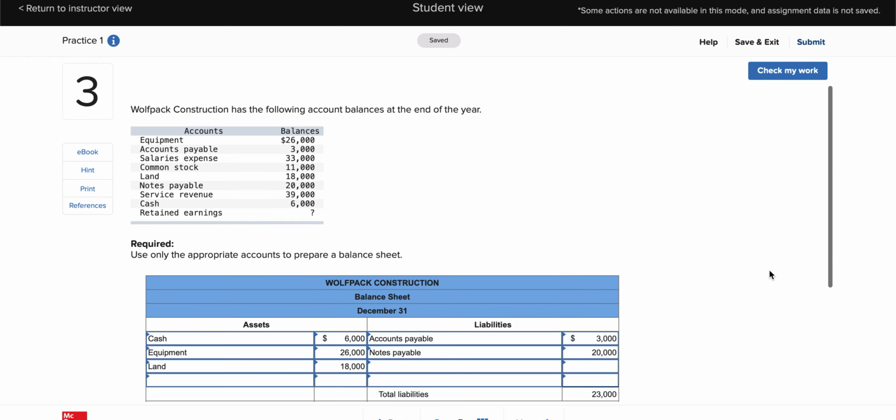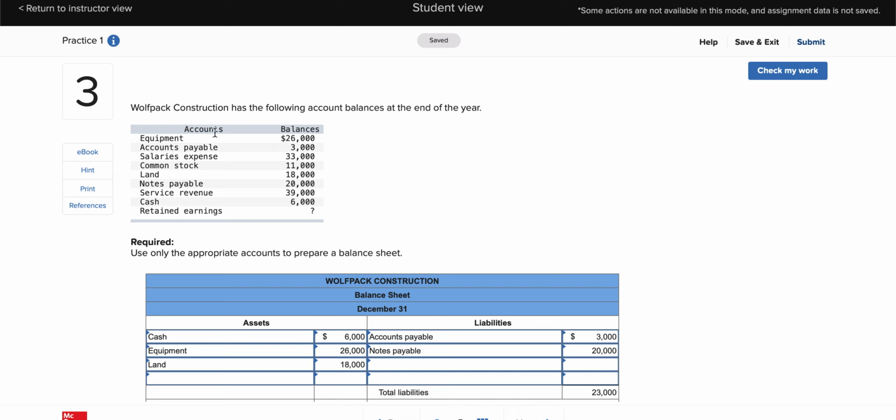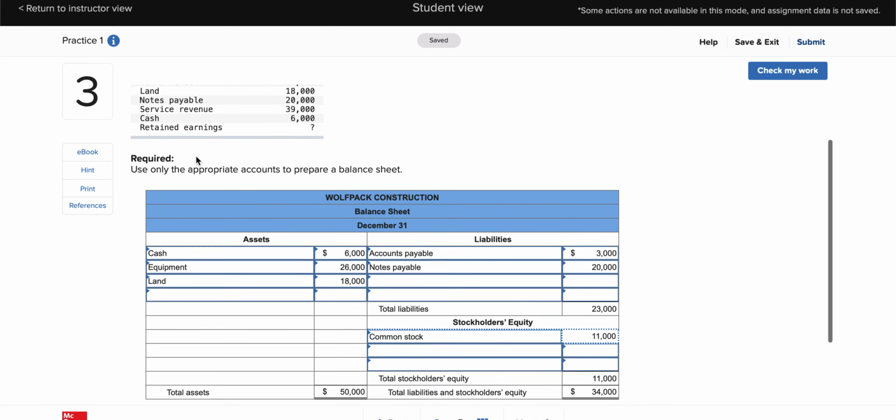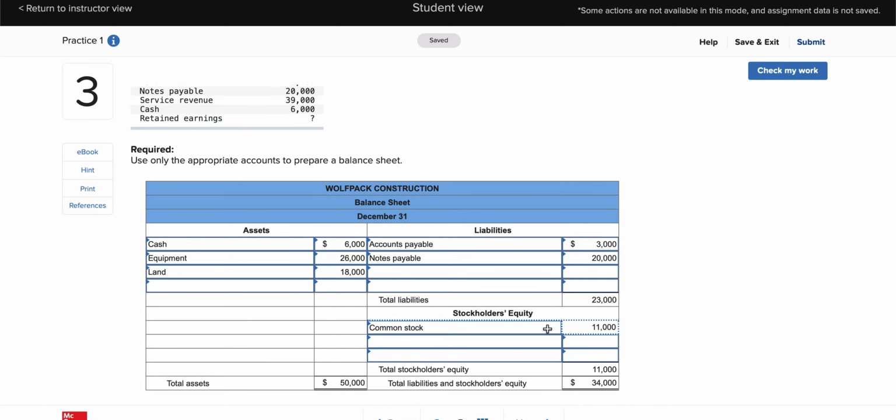And don't be fooled by them giving you more than you need here. Know that when it comes to a balance sheet, you only want to list assets, liabilities, and stockholder equity accounts. You have on here revenues and expenses, but those don't belong on a balance sheet. They belong on an income statement. So we're going to ignore those here. So the common stock is $11,000.